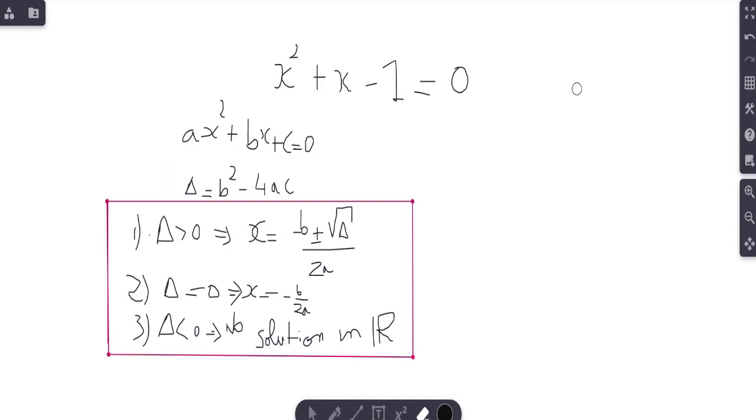So today we are going to resolve a quadratic equation or second degree equation. So the equation is x squared plus x minus 1 equals 0.